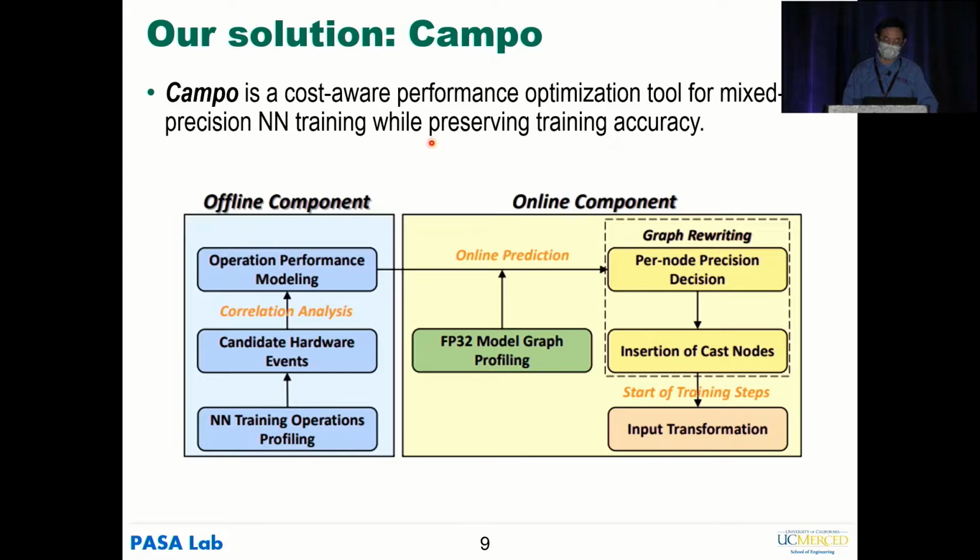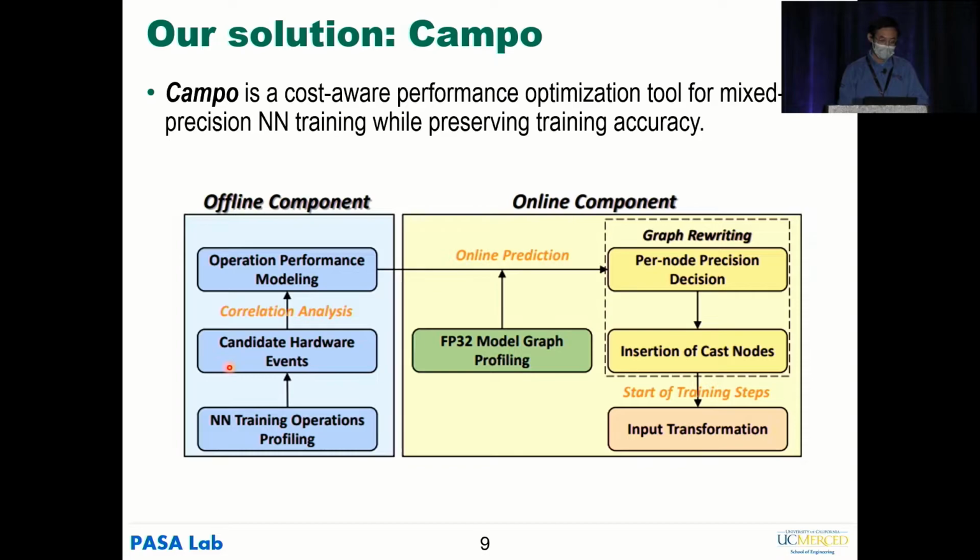The first component is the offline component. The most important part of the offline component is the performance modeling. Using this performance modeling, we are able to predict the performance of low precision and what the casting cost will be. And this performance modeling is based on a set of carefully selected hardware counter events.